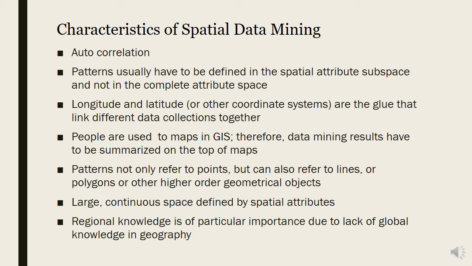Characteristics of spatial data mining. Autocorrelation. Patterns usually have to be defined in the spatial attribute subspace and not in the complete attribute space. Longitude and latitude are the glue that links different data collections together. People are used to maps in GIS, that is Geographical Information System. Therefore, data mining results have to be summarized on top of maps.